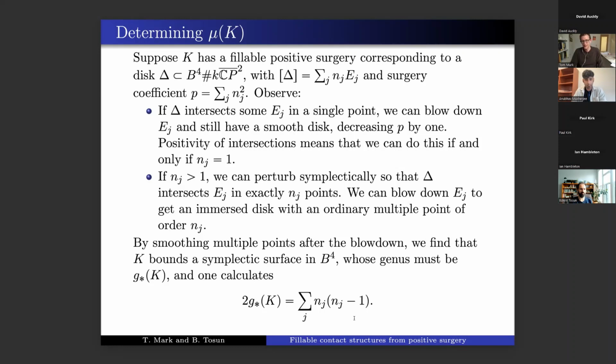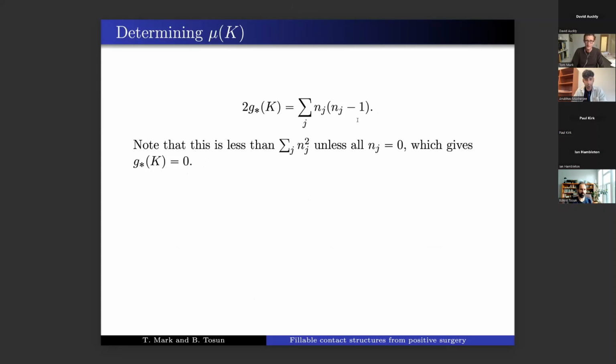So this gives you, and you know that after you smooth everything, you have to have a surface of genus equal to the four-ball genus. And so you have this formula for the four-ball genus in terms of these coefficients. So there's a recopy of that formula right here.